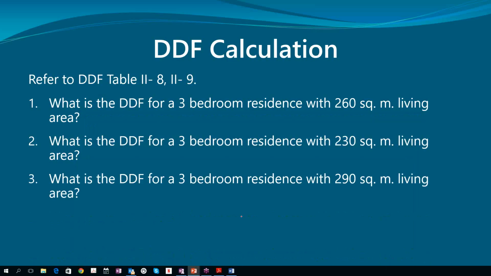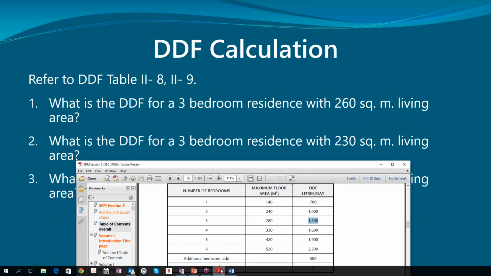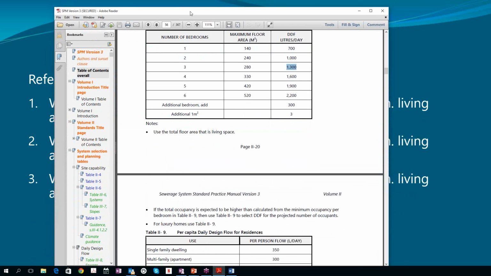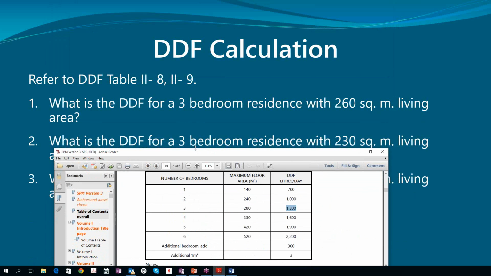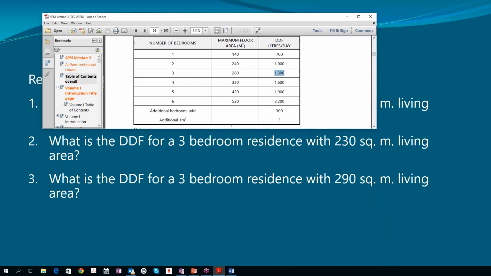Next, 3-bedroom house, 290 square meters. Pretty simple, really. It may not seem like it, but I hope that it is. We now have the excess living area. Question number 3 says 290 square meters, which is 10 square meters more than the maximum floor area. So the answer is 1,300 plus an allowance of 3 liters per square meter that exceeds 280. In other words, 10 times 3 is 30. DDF for that information is 1,330.